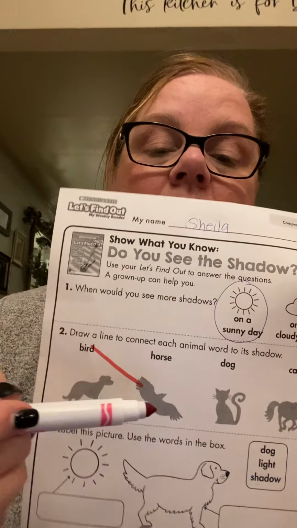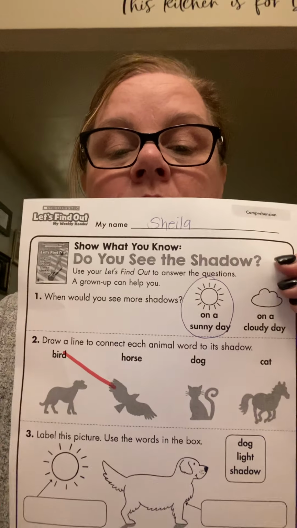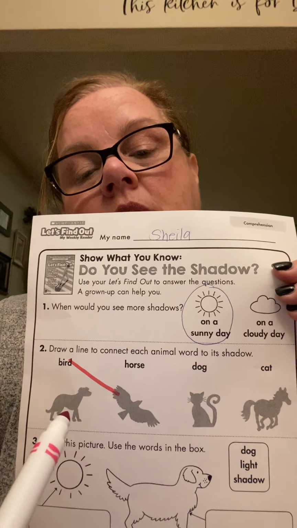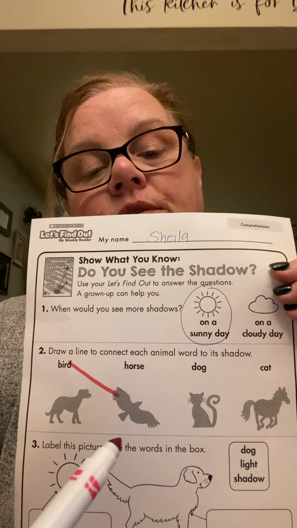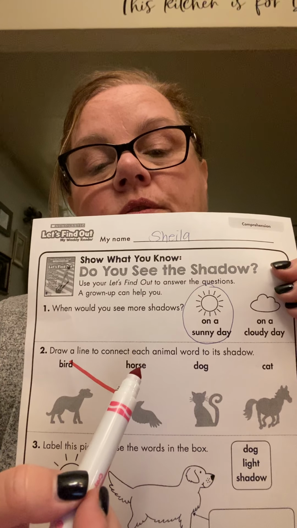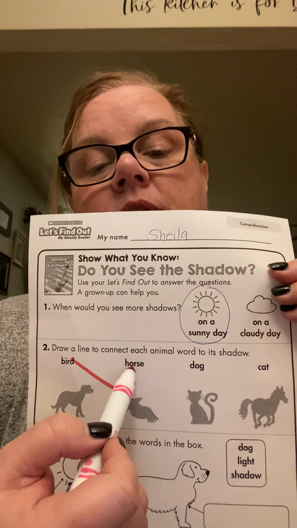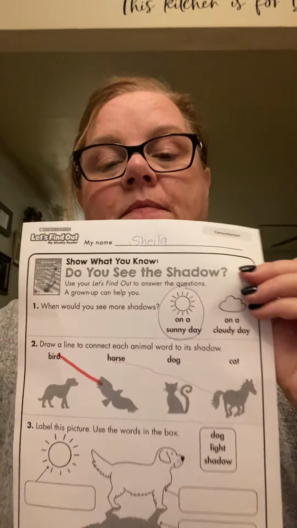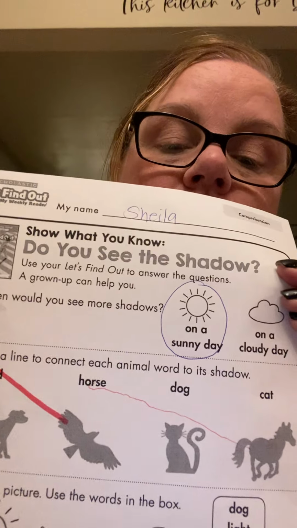The next word that comes up is horse. So we're going to look at our shadows and pick out our horse, and we're going to draw a line from the word horse. Let me see if I could do this, and I'm going to go down to here to the horse. I'm going to make that darker so you can see it. So the shadow of the horse.